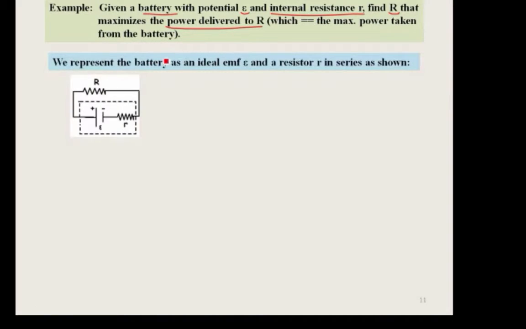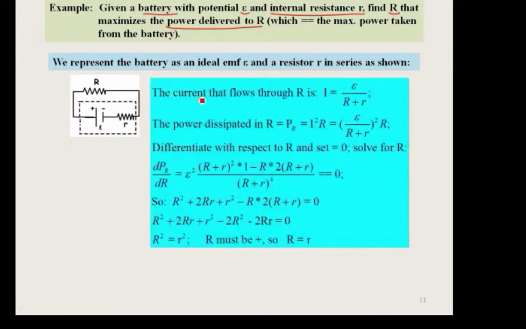We represent the battery as an ideal EMF, which is right here, in series with the internal resistance, and then we attach to the electrodes, which are out here, so here and here, the resistor through some resistanceless wires. So that's the circuit. The equations that we want to start with is first to find the current that flows through resistance R.